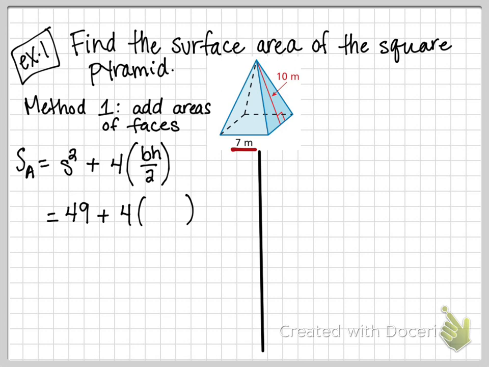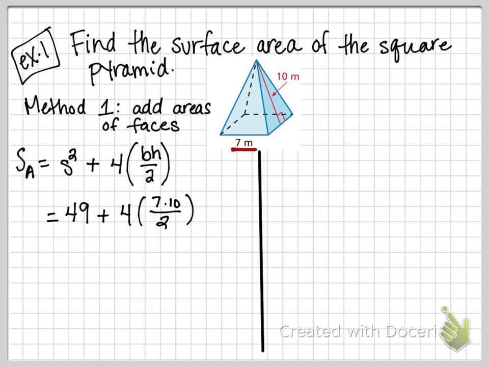What's the base of one of my lateral faces? 7 and the height is 10. Good. How did we know that the height is 10? Because they showed it. But more specifically, what do we know about base and height? It meets the base at a right angle, right? So 7 times 10 over 2.